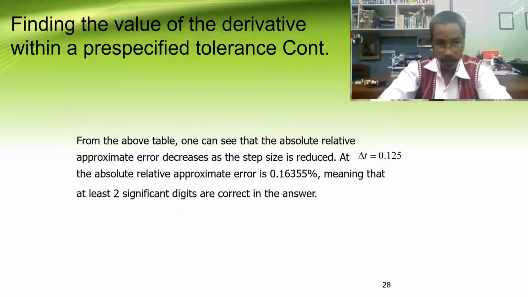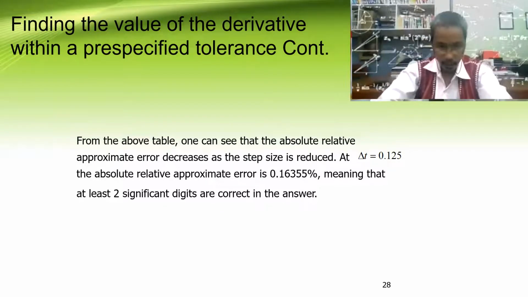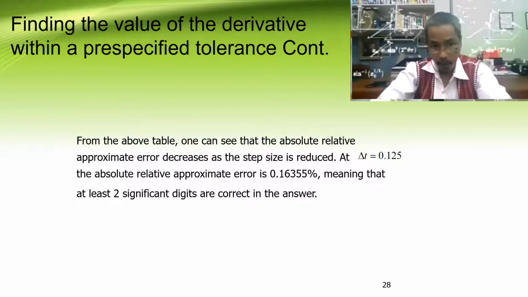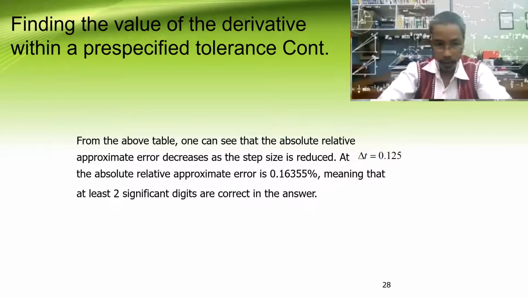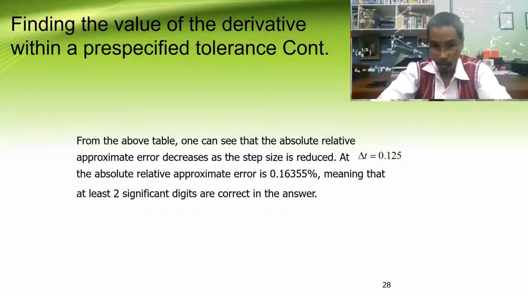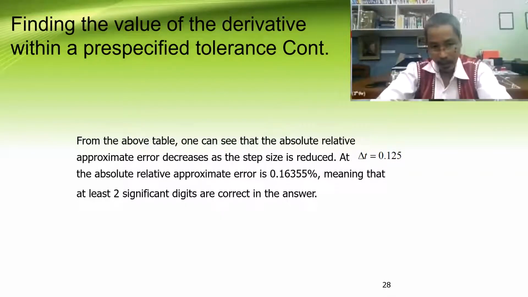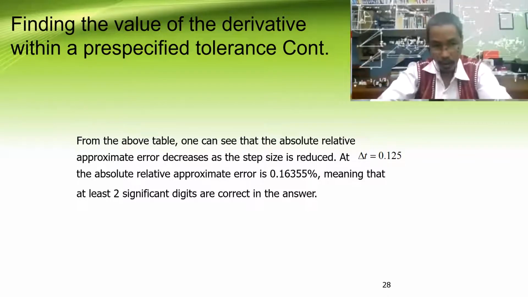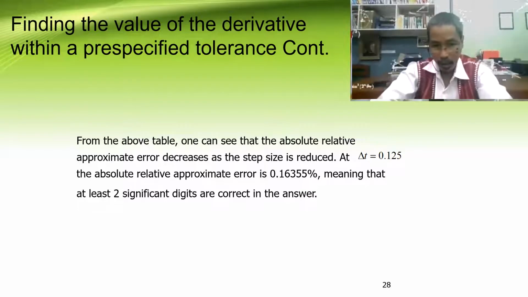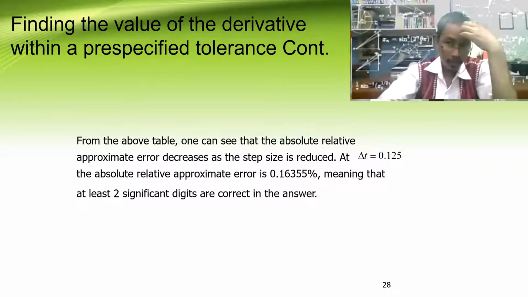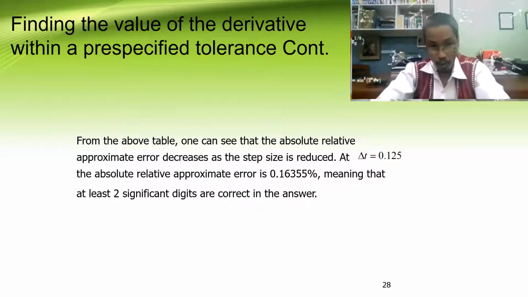So find the value of the derivative within the prescribed tolerance value. From the above table, one can see that absolute relative approximate error decreases as the step size is reduced. At delta T equal to 0.125, the absolute relative approximate error is just less than 2%, meaning that at least 2 significant digits are correct in the answer. Okay? 2%. At least 2 significant digits.